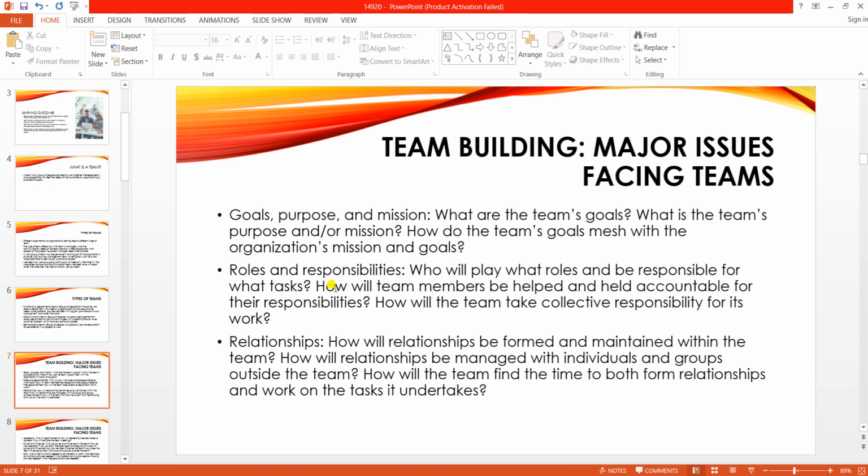Also, we've got the roles and responsibilities. Who will play what role and be responsible for what tasks? In this instance, it's quite clear who does what within the team.